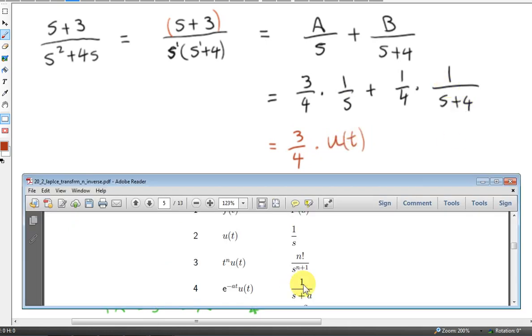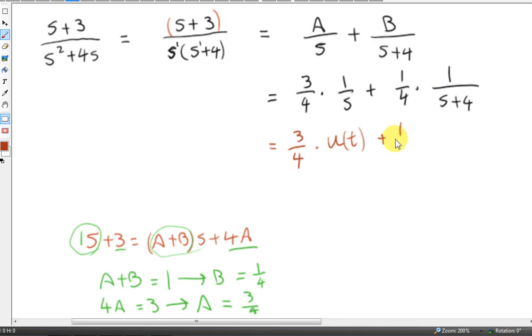Now what about 1 over s plus 4? Well, that's straightforward. We can see it's got this form with a equal to 4, so we get e to the minus 4t. Well, we have to plus 1/4 e to the minus 4t times u of t.